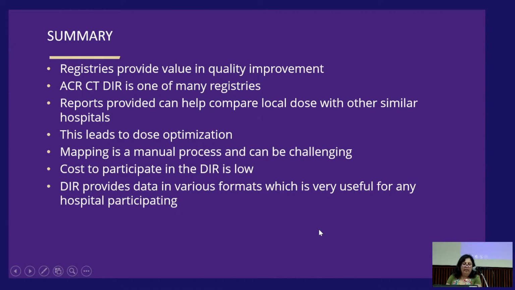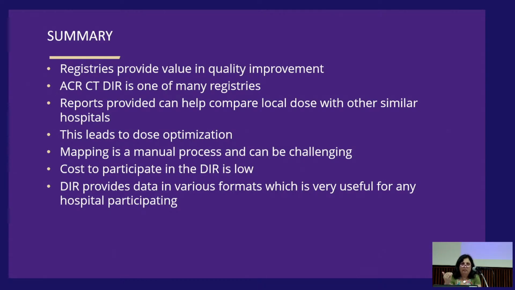So in summary, I want to emphasize, and this was just an example of the ACR because that's the only one we have in America, at least one of the big ones, provide value for quality improvement. ACR CT is one of them in the US. And the reports can provide help with your local data, compare with similar hospitals, which helps lead to dose optimization. Mapping is still a manual process, can be challenging. Hopefully that'll change soon.